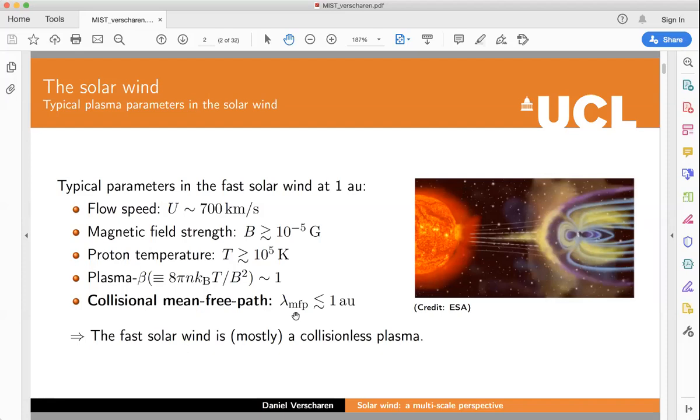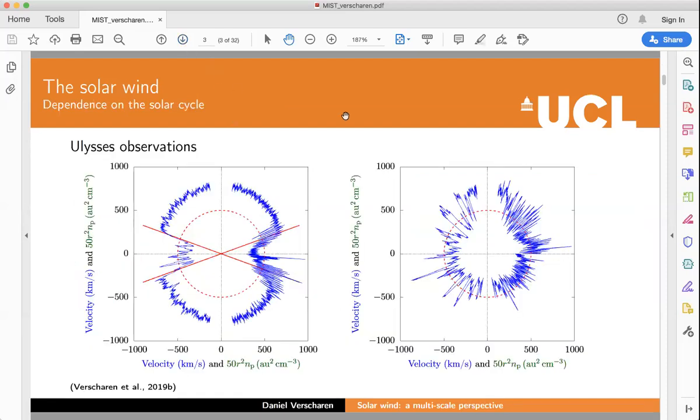And so we have to consider that the solar wind is a collisionless plasma, and collisionless physics is important, non-equilibrium processes. And you will see in a moment what that means. As I said, in terms of the variation, so these are some plots. You're probably more familiar with them from the original publication from Dave McComas in the 1990s from the Ulysses observations.